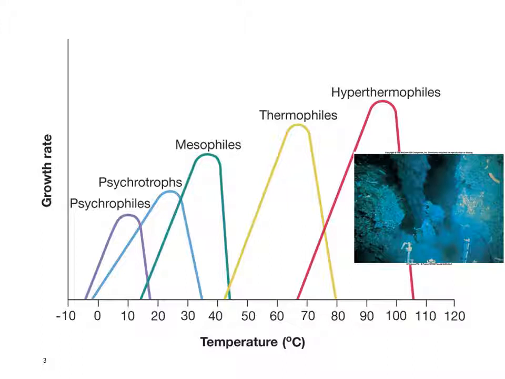Thermophiles are found in compost heaps, heating haystacks, and hot springs. And the final group, hyperthermophiles, these are found in and around deep sea thermal vents. There's some evidence that these microorganisms can grow and reproduce at 121 degrees Celsius and survive temperatures of 130 degrees Celsius for up to 2 hours.